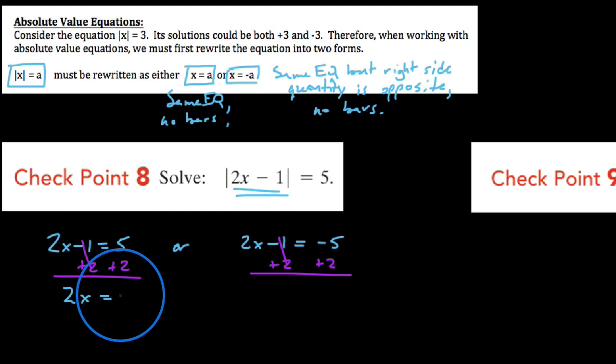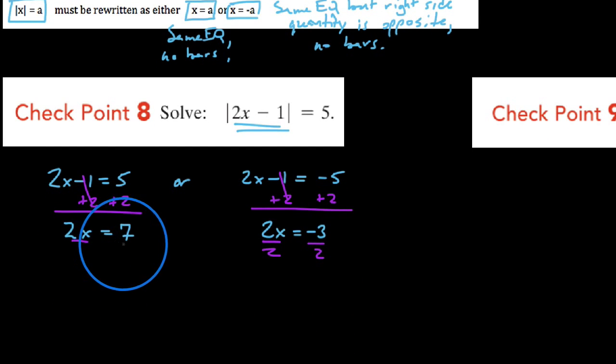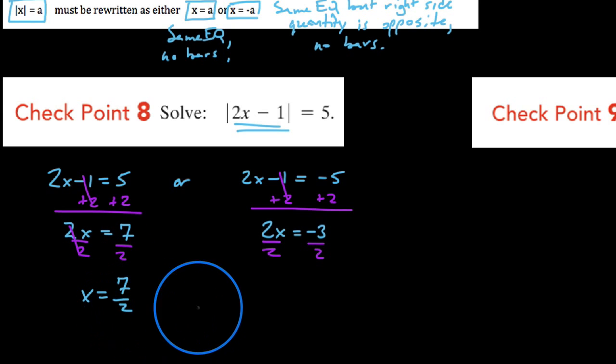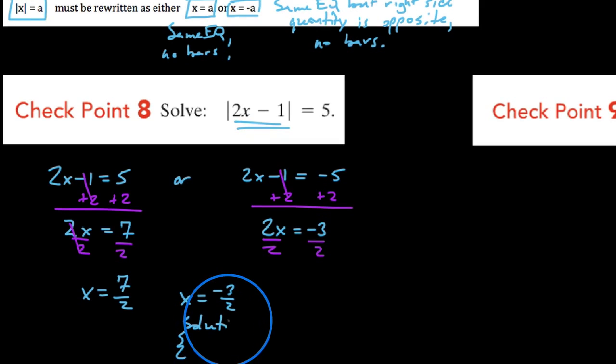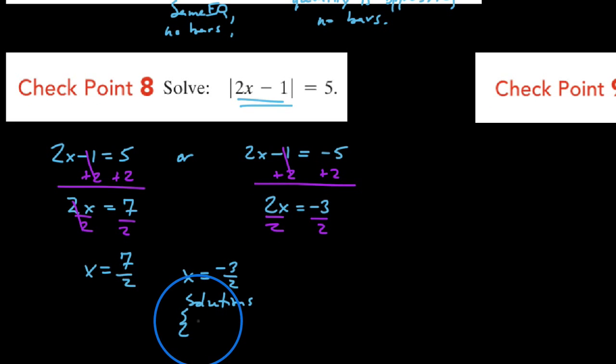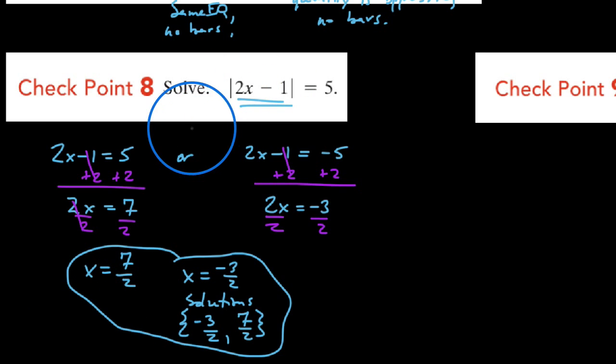So we would say 2x is equal to 5 plus 2, which is 7. We say 2x is equal to negative 5 plus 2, which means 2x would be equal to negative 3. And then here, we would divide both sides by 2. We'd say x is either equal to 7 halves, or x is equal to negative 3 halves. And of course we want to write this in set notation, so the solutions are going to be listed as either negative 3 halves or positive 7 halves. These would be really easy to go back and check in our original equation to see that they both satisfy it.